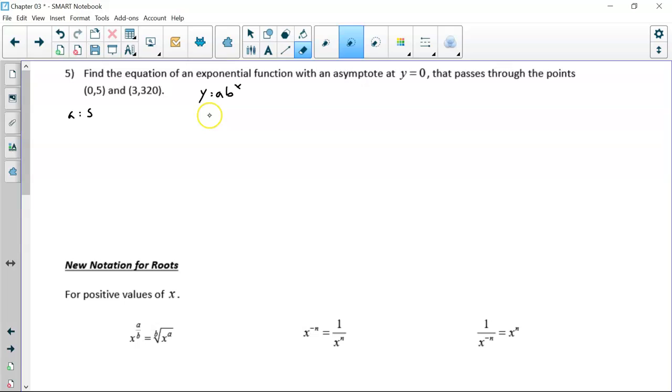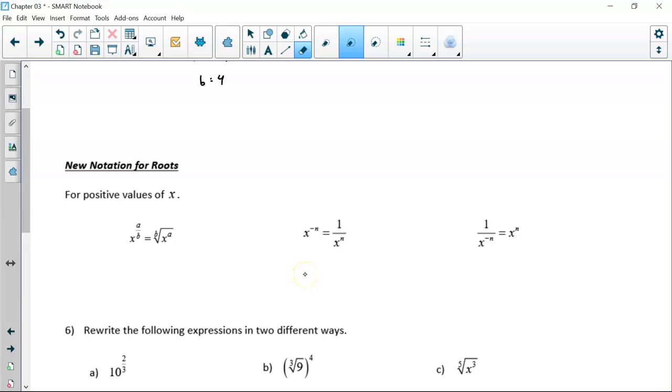We need to find b. So using this point, that's our x and our y. 320 equals a, which is 5, b we don't know, to the third power. Divide both sides by 5. 64 equals b to the third. To solve for b, take the cube root of both sides. b equals, and the cube root of 64 is 4. So y equals a, which is 5, b we found is 4 to the x. There's our exponential function.